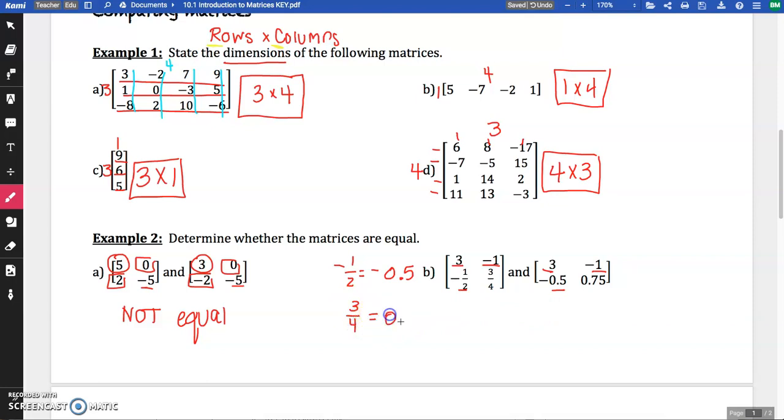3/4 can be written as positive 0.75. So those also match. So these ones are equal.